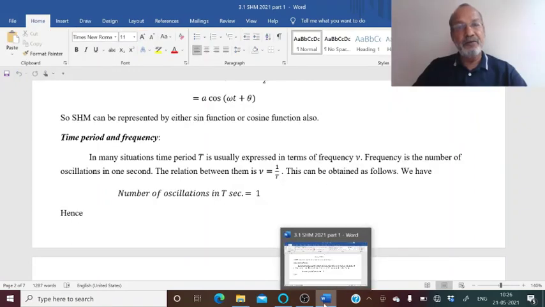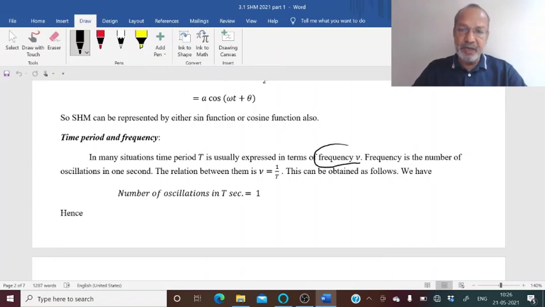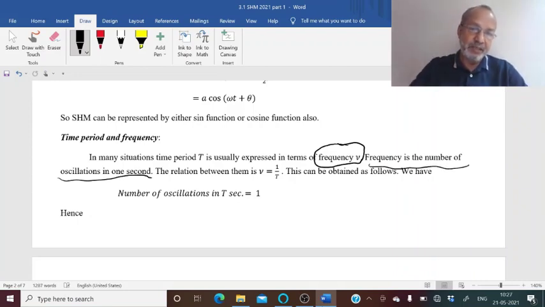When the time period of vibration is very small, especially less than a second, like a millisecond, a microsecond, etc., it will be convenient to express the time period in terms of frequency. Frequency is usually denoted by the symbol nu. Other symbols are f and n, etc. Frequency is actually the number of oscillations in 1 second, and the number of oscillations in 1 second is expressed in a unit called hertz. One hertz is one oscillation per second.